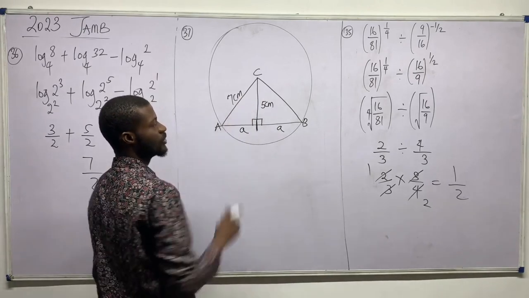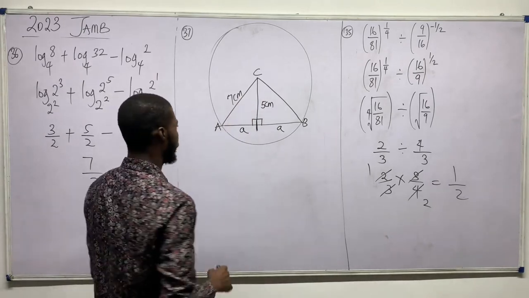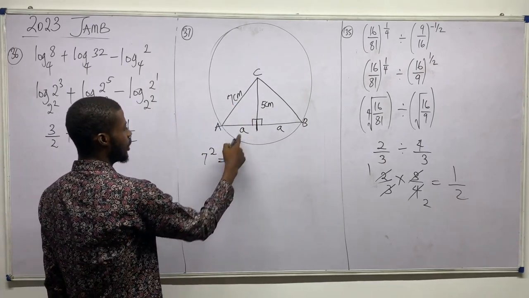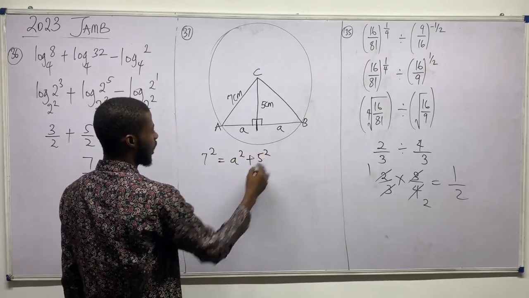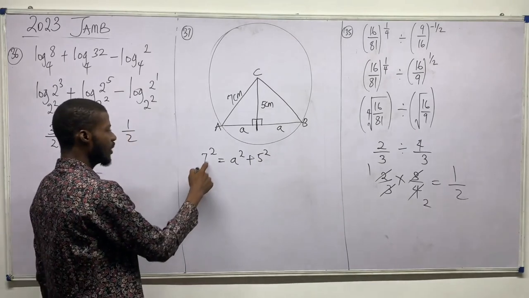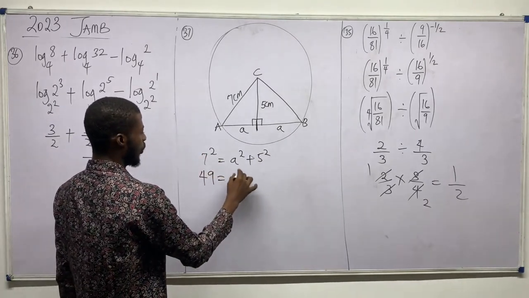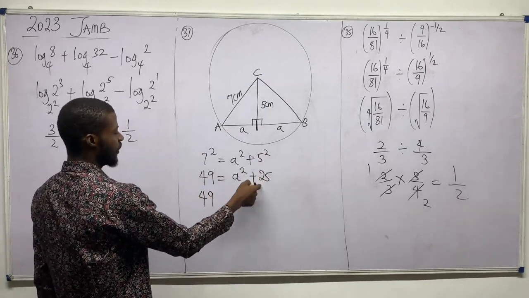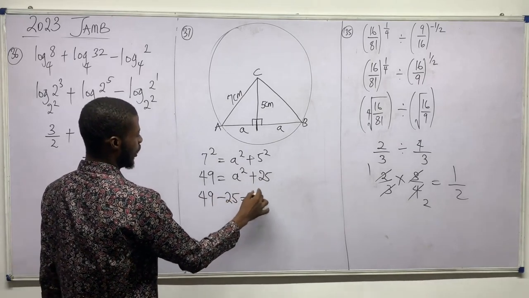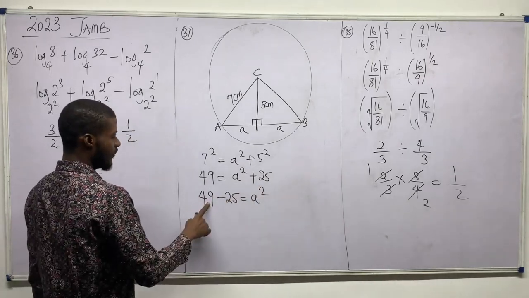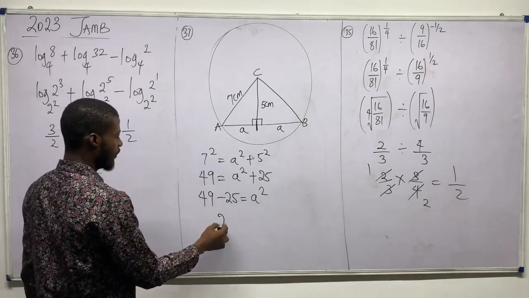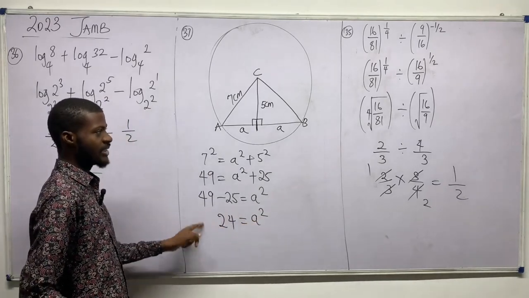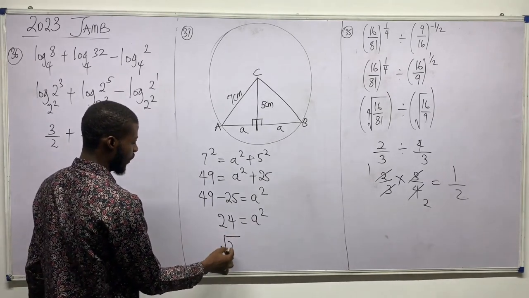Now let us pick a part of it. This is a right angle triangle, and I can use Pythagoras' theorem. What's the hypotenuse here? The hypotenuse is 7. So 7 squared equals A squared plus 5 squared. What's 7 squared? 49 equals A squared plus 25. Now the plus 25 comes over and becomes minus 25. 49 minus 25 gives you 24 equals A squared. Removing the square on this side, it becomes a square root on the other side.